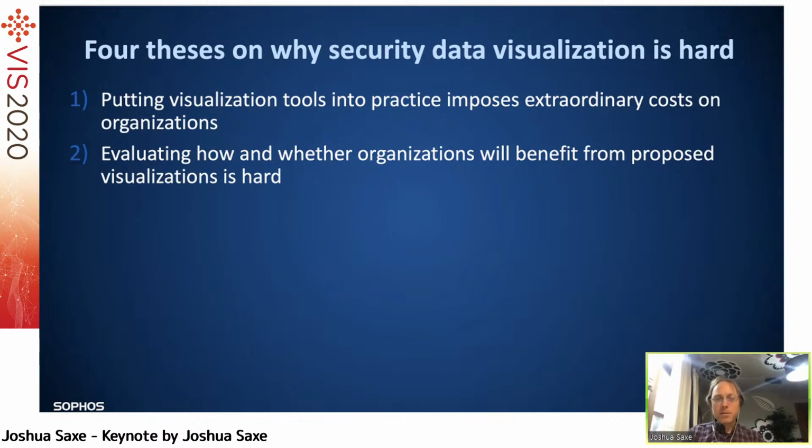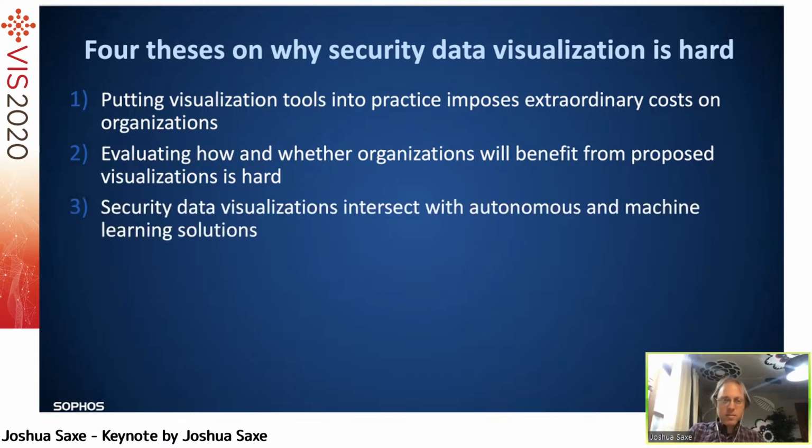But if we want to get to real world impact, we need to do our best to maximize the possibility that organizations will want to use our visualizations. And just getting the information about how organizational decision makers will regard our visualizations is hard.